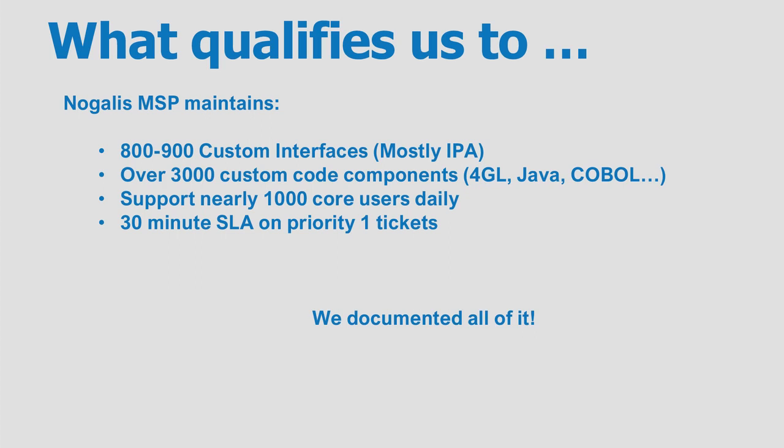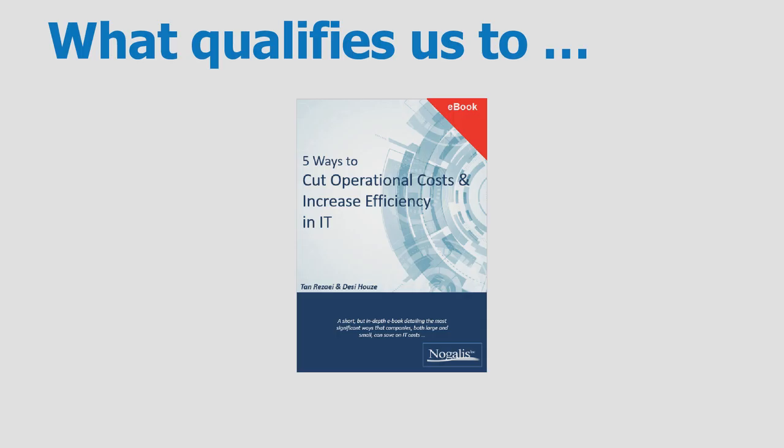We have to support over 1,000 core users on a daily basis, and we have 30-minute SLAs on our priority 1 tickets. So documentation is quite important to us, and documentation that's very actionable is very important to us. I need documentation I can open and quickly figure out what I need, and that has become quite important. We've been doing that for quite a lot of years successfully.